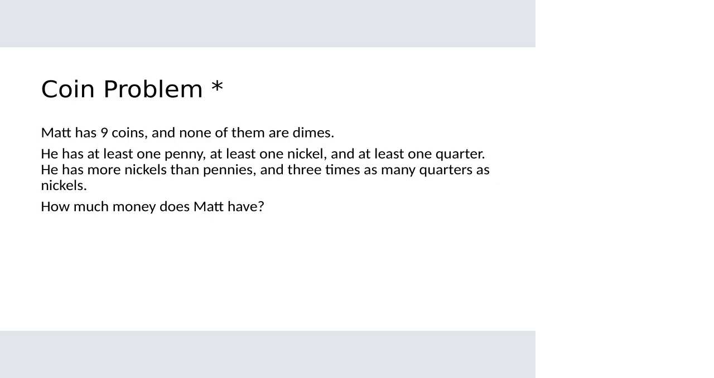Okay, strong agreement. Little disagreement there with the $1.57, but mostly strong agreement on the $1.61. All right, so let's take a look at this one. 9 coins. None of them are dimes, so he only has pennies, nickels, and quarters. I suppose he could have half dollars, dollar coins, but he's got at least 1 penny. Okay, so he has at least 1 penny, at least 1 nickel, and at least 1 quarter. So we'll just start there.